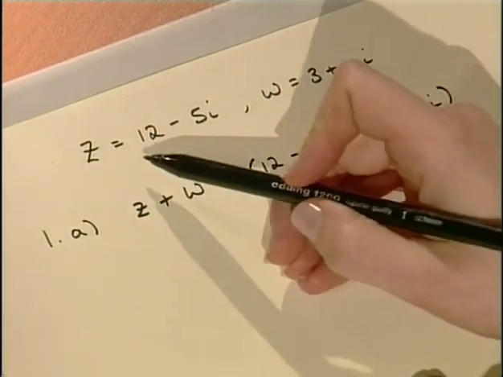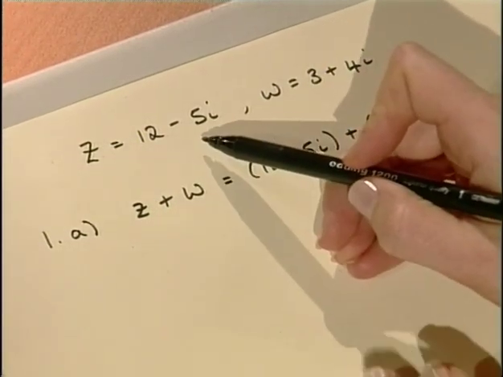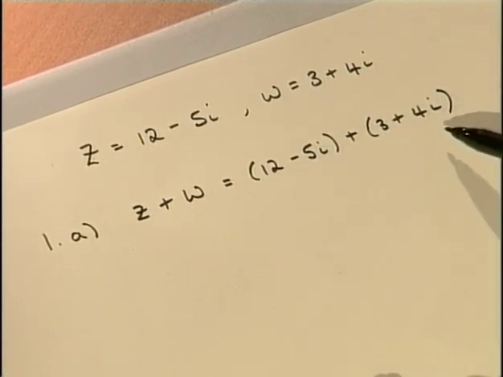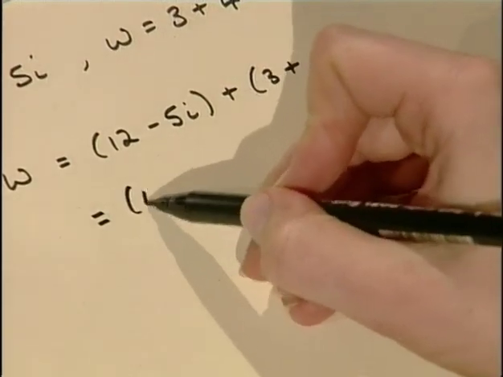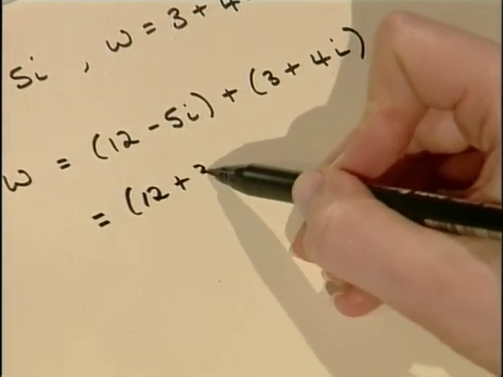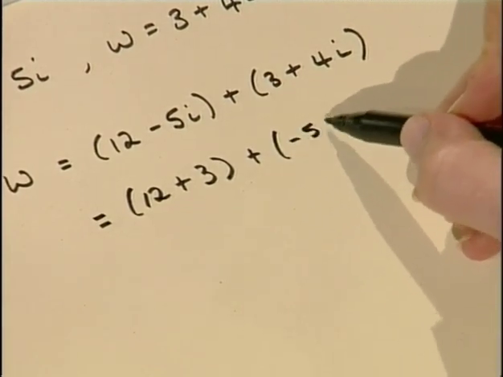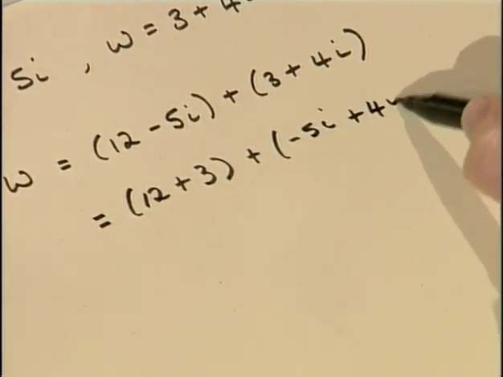Thank you, Alan. A nice bit of simple arithmetic. That makes a change. So, as Alan says, I'm going to add these two together. z, that's 12 minus 5i, and w, 3 plus 4i. And I've written that out here. So I'll begin by collecting together the like terms. So I have 12 plus 3, and that's added to -5i plus 4i.